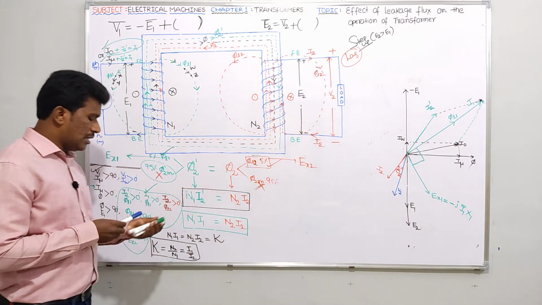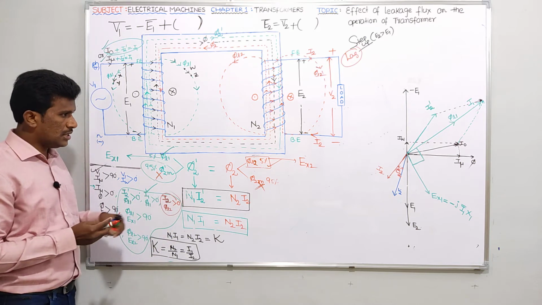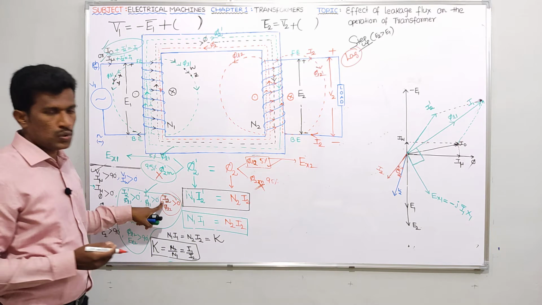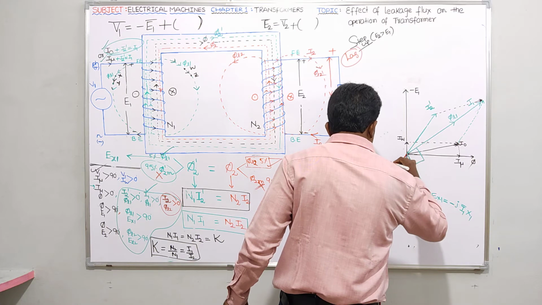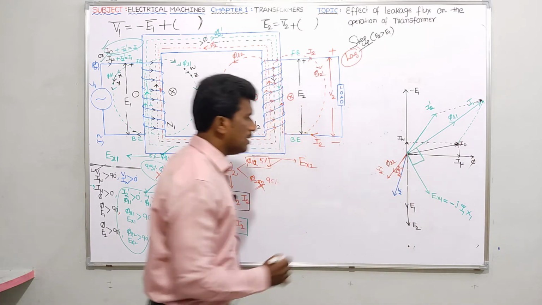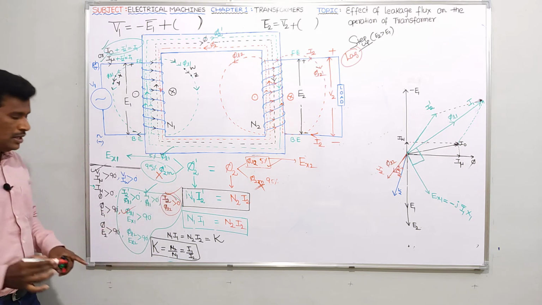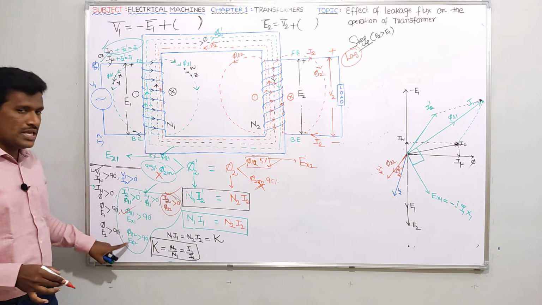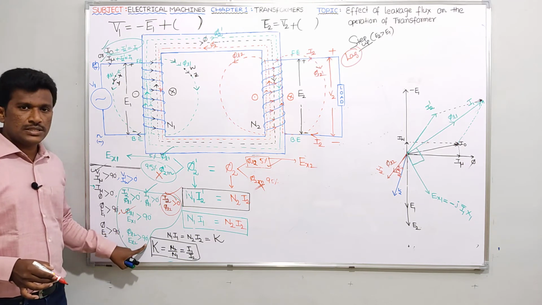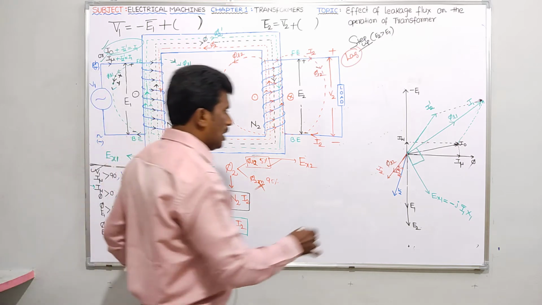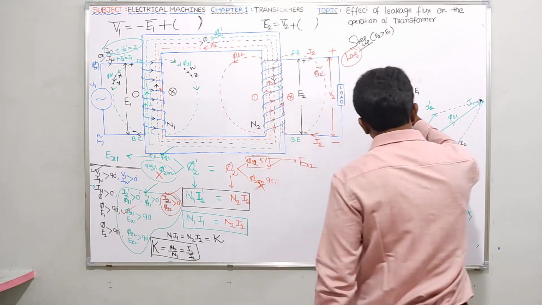Next, similarly, tell me what is the angle between pi L2 and I2? Pi L2 is in phase with I2. So this is the I2 vector. Now this one is completed. Now tell me what is the angle between pi L2 and Ex2? According to Lenz's law, Ex2 lags pi L2 by 90 degrees. So after writing pi L2, after 90 degrees, I'll draw the Ex2 vector.